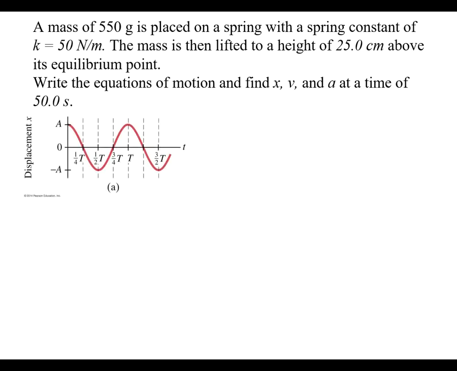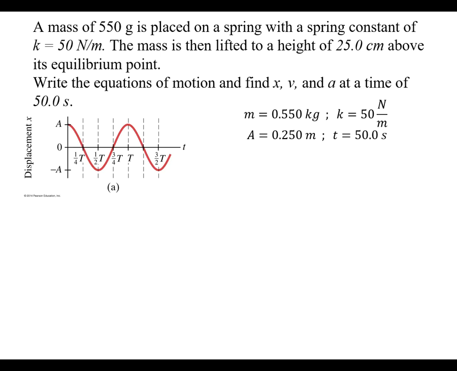So here's what we're looking at. Here's the graph of our displacement. We have an initial displacement of 25 centimeters. You have a mass of 550 grams, which would be 0.55 kilograms. You have a spring constant of 50 newtons per meter. You have an amplitude of 0.25 meters, and at the end, we're going to have a time of 50 seconds. So those are the 4 bits of information that the problem gave us.